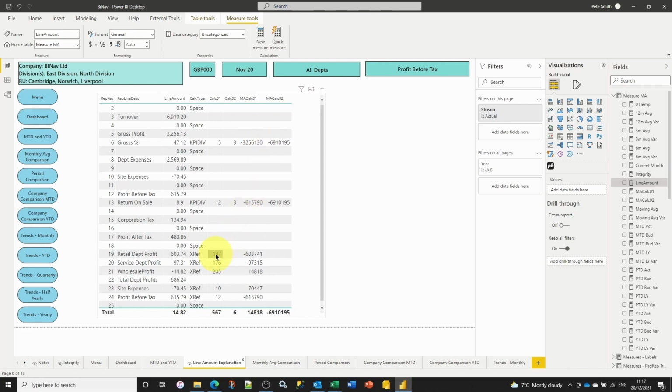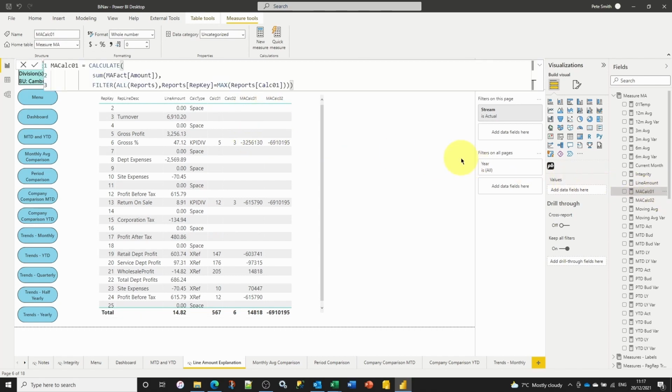In a cross-reference situation we're going to be looking at row 147 and picking up whatever that number is and returning it back to here. That's fairly straightforward because it's just a simple one-to-one calculation. Spaces we'll look at in some depth a little bit later in another video, but we'll go through the line amount measure in a moment and look at what's going on in there. But first, let's have a look at MA Calc 1 and MA Calc 2.